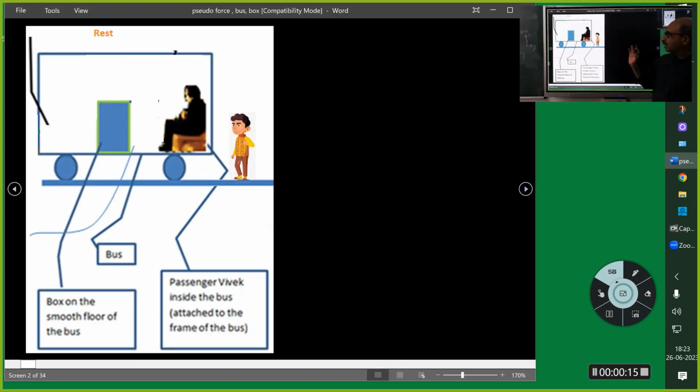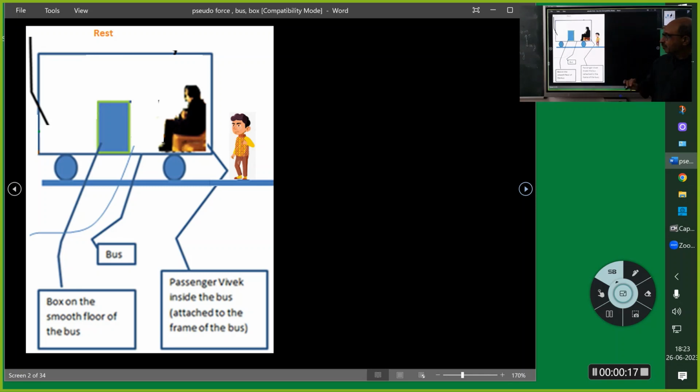So here what you see is there is a bus. Inside the bus there is a person sitting, and I am going to call him Vivek, and there is a person standing on the road. Right? And at present you see that the bus is at rest, and the floor of the bus is smooth. That means there is no friction between the suitcase and the floor. And at rest, everything is at rest.